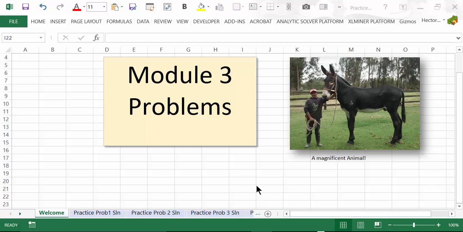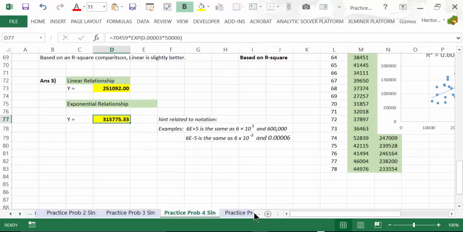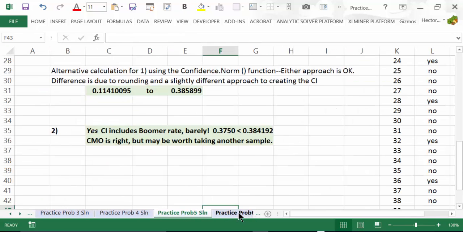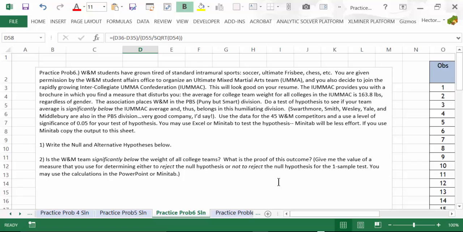This is Module 3, Problem 6. We're starting to enter the calculations for our hypothesis testing. And the first test we're going to do is a very simple test, the single sample hypothesis test.